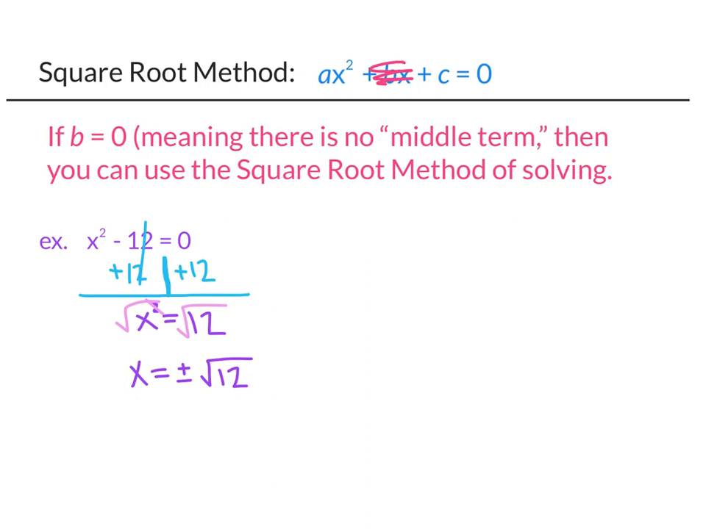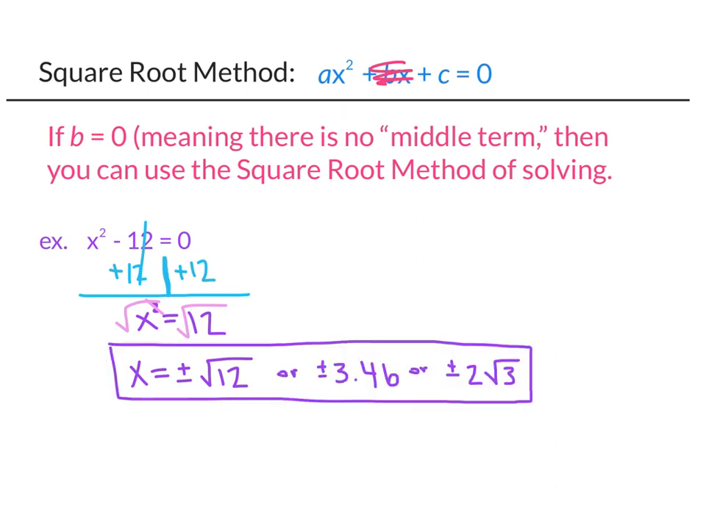Now, depending on what math class you are in, what level of geometry, depends on how they want you to write your answer. You might just leave it as plus or minus the square root of 12. You might put it in your calculator and get the decimal. You might break it down using what we've learned in a different video on how to simplify the square root of 12. So as you can see, how you write the answer depends on your teacher, but this video is more focused on how you solve using the square root method.